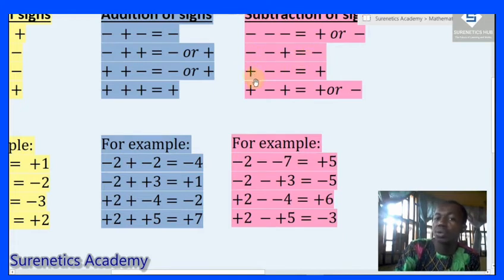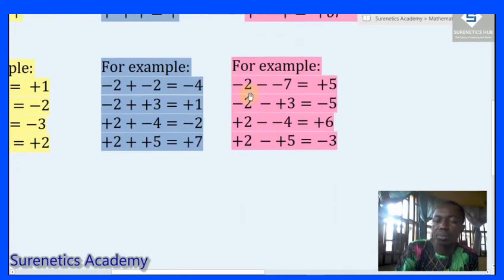Then when you subtract a minus number from a plus number, these two minuses are going to multiply out, so that you will have plus. So plus will always give you plus, and this one will also give you minus multiplied by plus here, which will give you negative. So plus negative will either give you positive or negative.